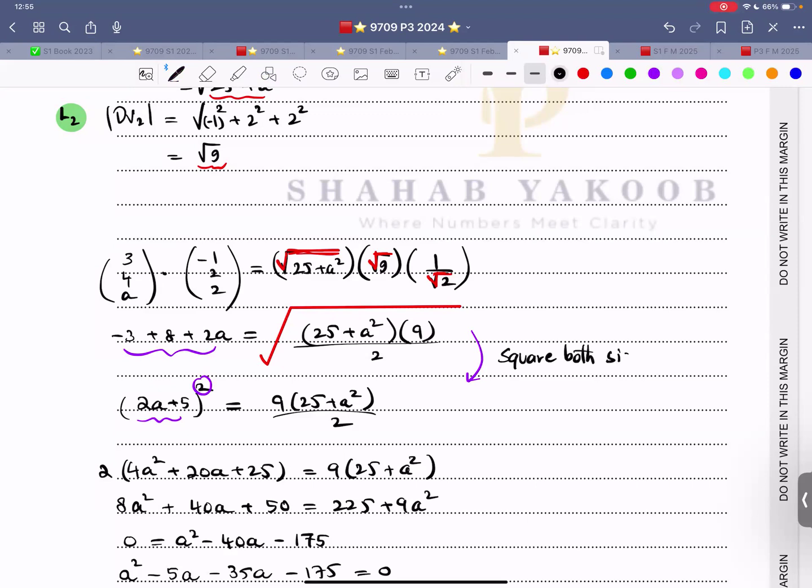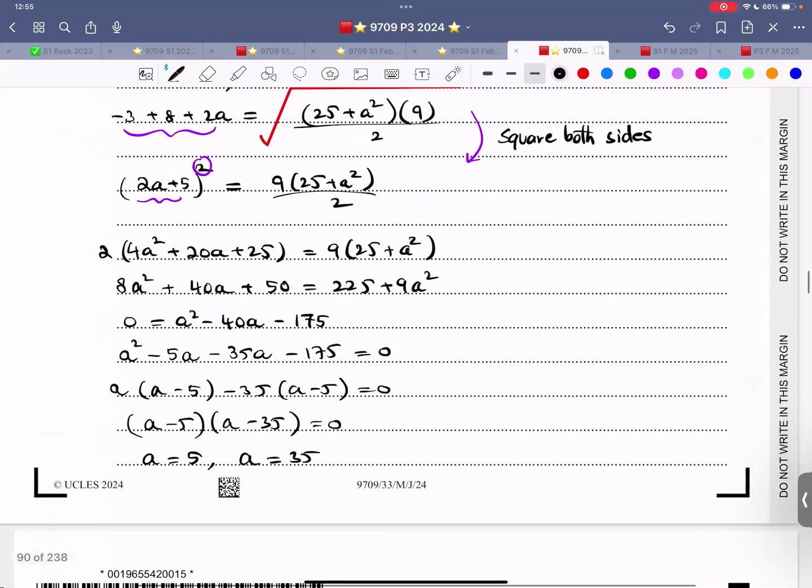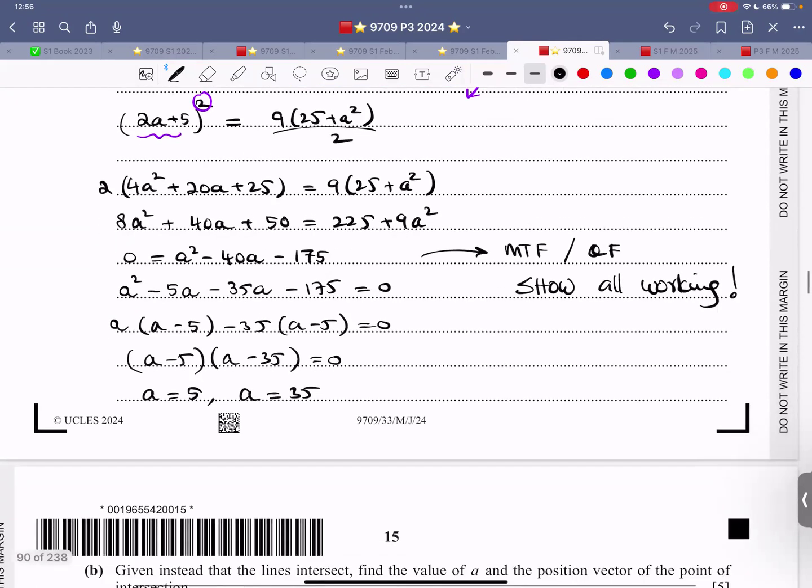Annotate it as much as possible in order to gain maximum marks. And then you cross multiply, you get this equation. It's your choice, middle term factorization. It's your choice, quadratic formula. The main thing is show all working. Remember these 3 words and you will get your desired grade with effort, of course, and hard work.